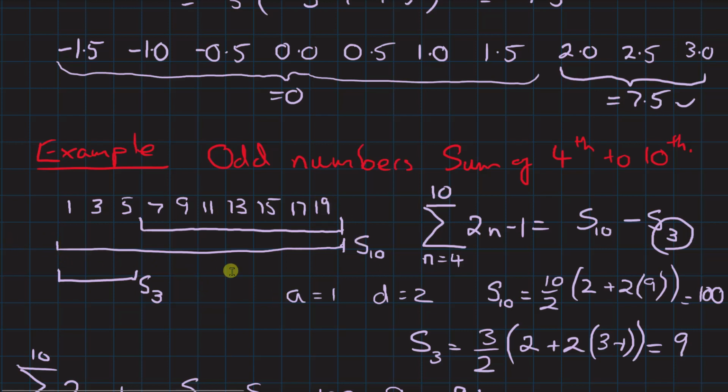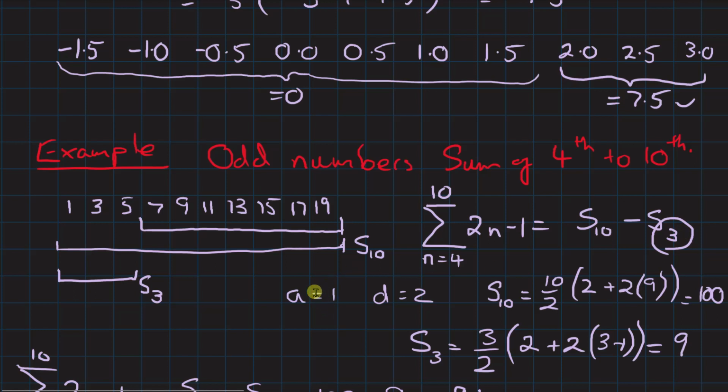Well, I can do the sum to 10 using my formula. So that's 1, 3, 5, 7, 9. But the ones I don't want are the first 3. I can take that sum away and I'm left with the sum of these. So just be careful. We need 1 less when we're doing the sum for this bottom part, the takeoff.